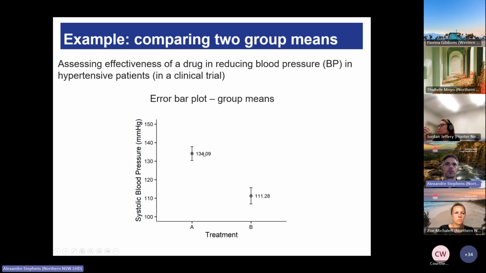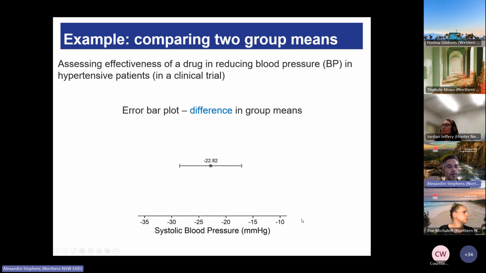What statisticians like to do at the end of a study is some descriptive analysis. One way is to just calculate the mean of the outcome in each of the treatment groups, and we can do the same here. We see the mean blood pressure in treatment group A was 134 millimeters mercury, and in treatment group B, 111. But what we're really interested in is calculating the difference. We can see here there is a difference, and we can precisely calculate that difference. In fact, it's around 23 millimeters mercury lower in treatment group B compared to A.